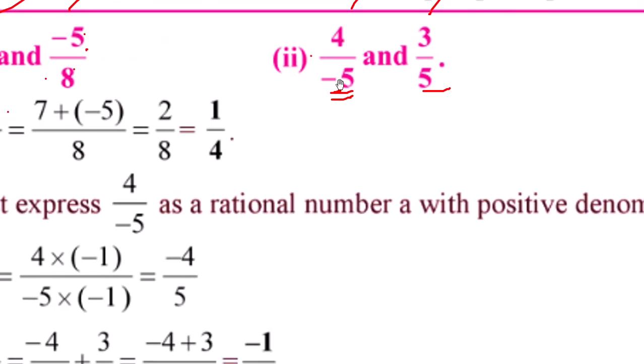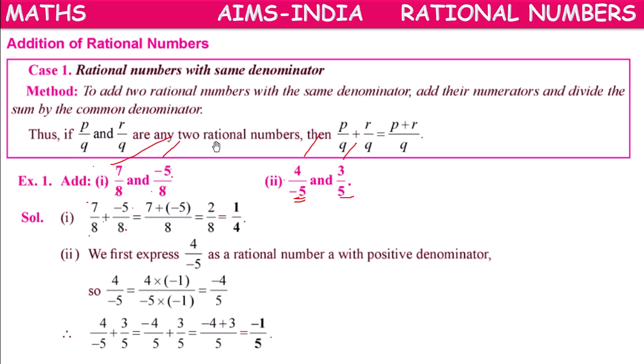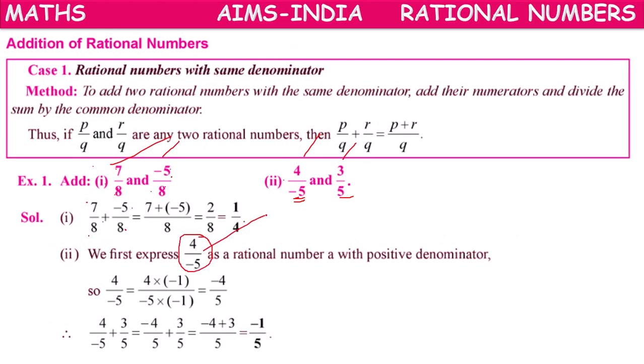Whereas the second one: 4 by minus 5 plus 3 by 5. So first, 4 by minus 5. Is it in standard form, children? No. In standard form, the denominator is always positive. So before doing calculations, a rational number compulsorily should be written with a positive denominator. So how to turn minus 5 into a positive denominator? Multiply both numerator and denominator by minus 1. 4 into minus 1 is minus 4. Minus 5 into minus 1: minus into minus is plus, 5 ones are 5.